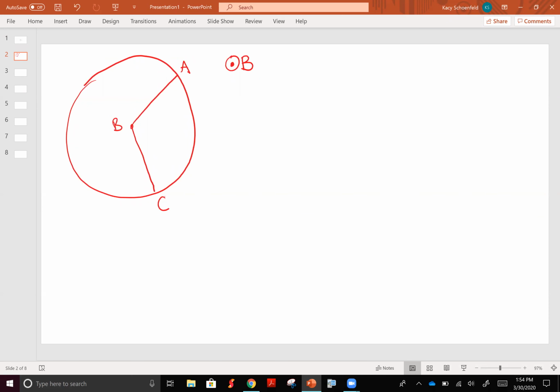If I wanted to measure the central angle, it is angle ABC. If I wanted to measure it and have a number with it, I would usually use a little M. So that would read the measure of angle ABC. B is right here in the middle, which is the same as the name of the circle. So make sure whatever one is in the middle of our angle as well. So this is the name of the central angle, angle ABC.